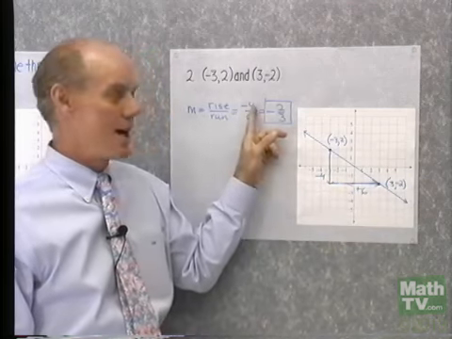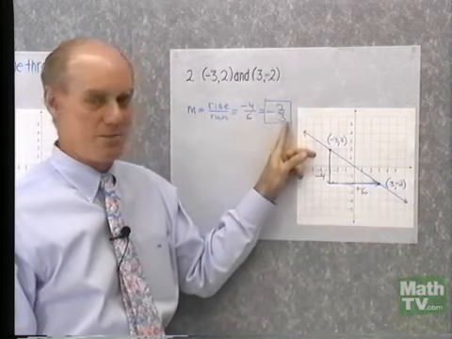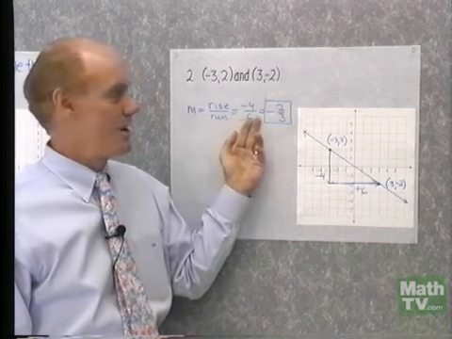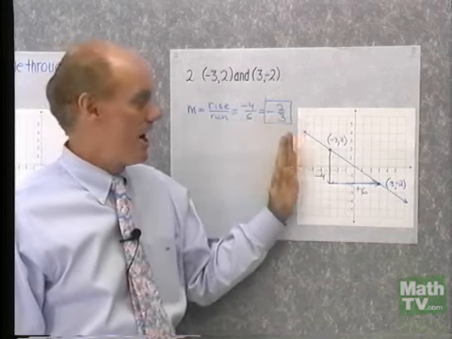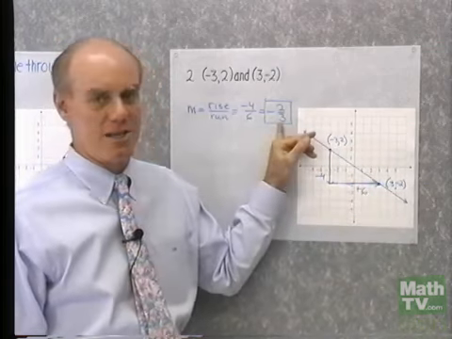Now it doesn't mean that the rise is -2 and the run is 3. It means that the ratio of those two things comes out to be -2/3. Here I have a rise of -4 and a run of 6. That reduces down to -2/3. I can go between any 2 points on this straight line and get exactly the same thing.